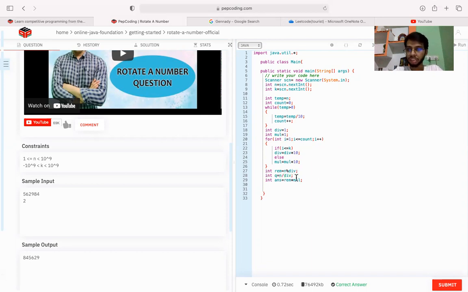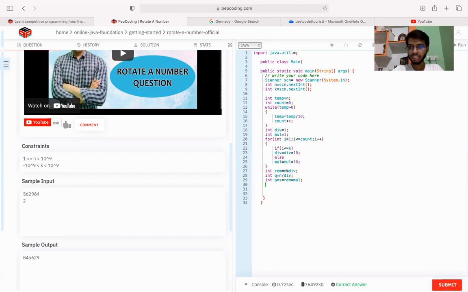This is the quotient. After having the quotient, for the first test case, it is 84,000, that is, the remainder is 84 into the multiplier, which was 10 raised to power 4. So this is 84 into 10 raised to power 4.